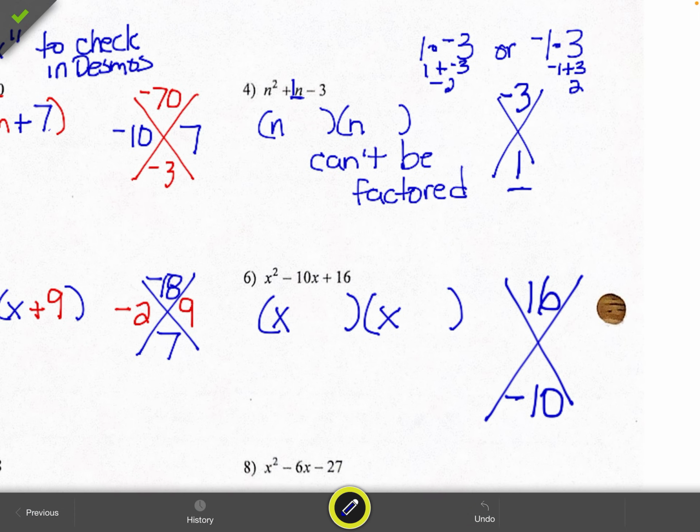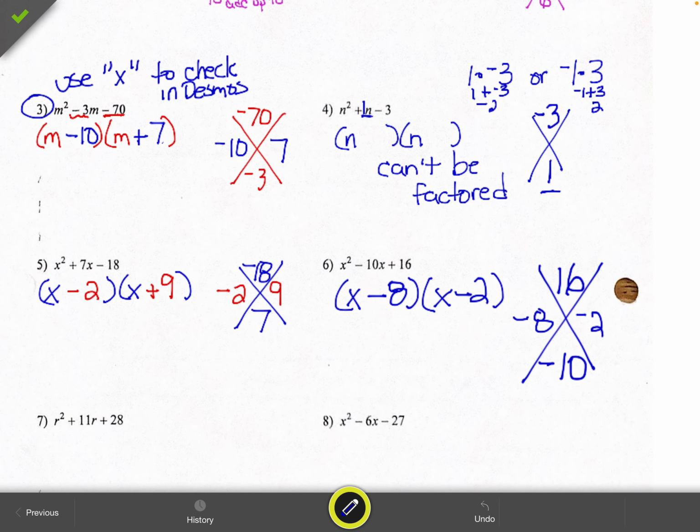So you finished your x puzzle. Negative 8 times negative 2 is positive 16. Negative 8 plus negative 2 is negative 10. So x minus 8, x minus 2, check it in Desmos. And again, your final answer is this whole thing. That is the factored answer.